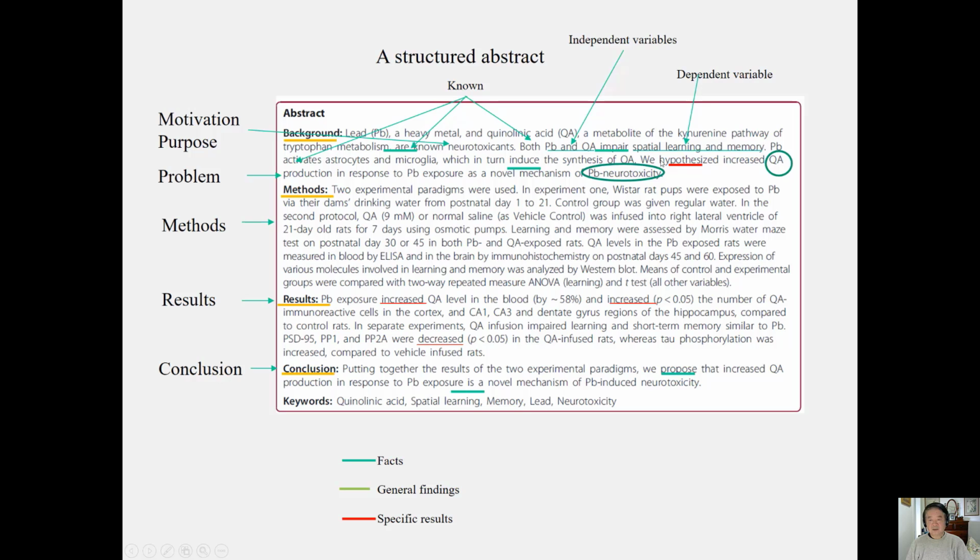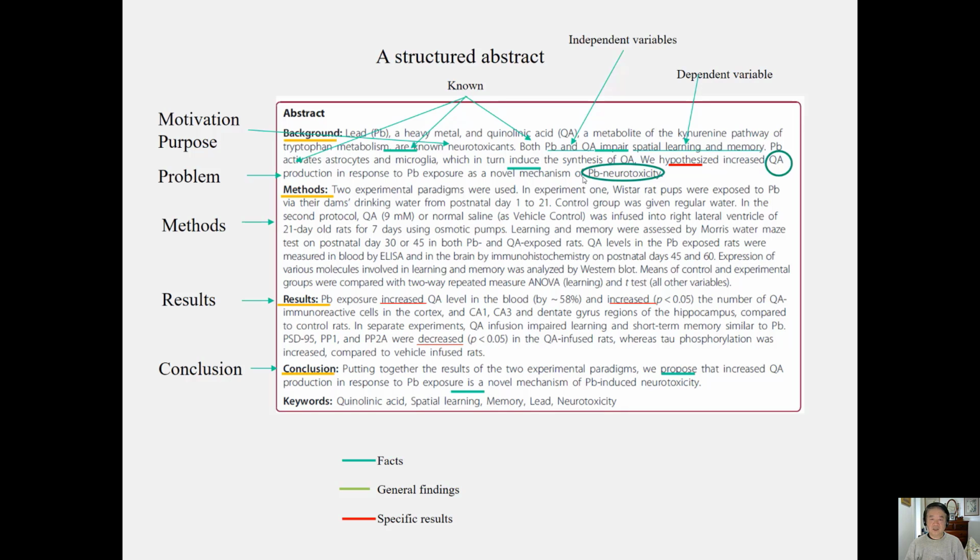Then it says we hypothesize, now to come up with this idea about what is the problem we need to solve. We hypothesize increased quinolinic acid production in response to lead exposure as a novel mechanism for the neurotoxicity. So this is hypothesized in this study, and here is what is unknown.